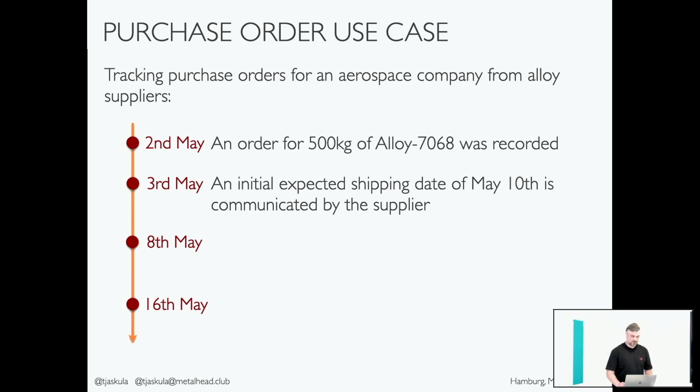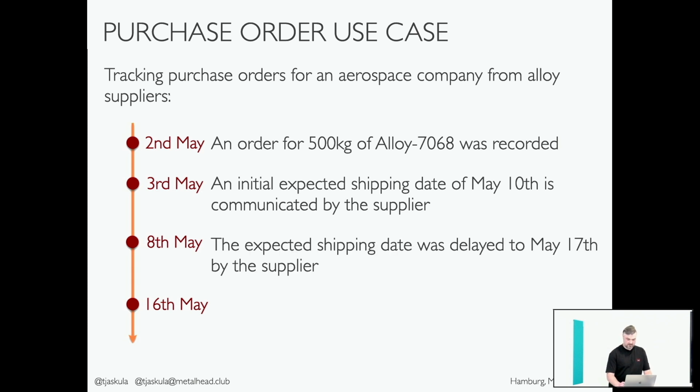And this is what Carola said, it's part of these negotiated domains where we have to agree on certain dates, because it's very important in this kind of domain. And next, on 8th May, the expected shipping date was delayed to May 17th, for example, by the supplier. And finally, the order was cancelled for different reasons.